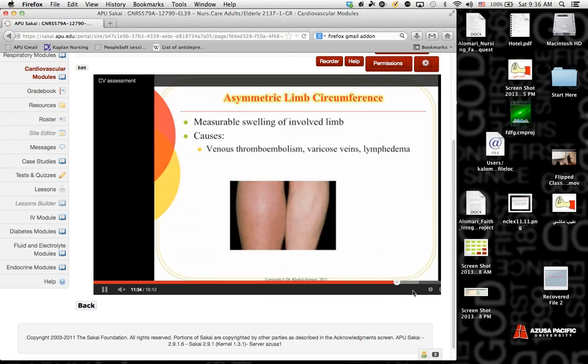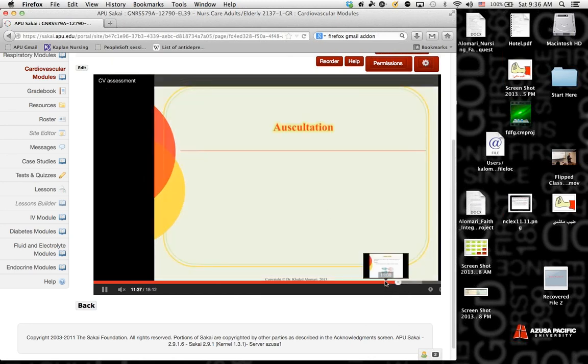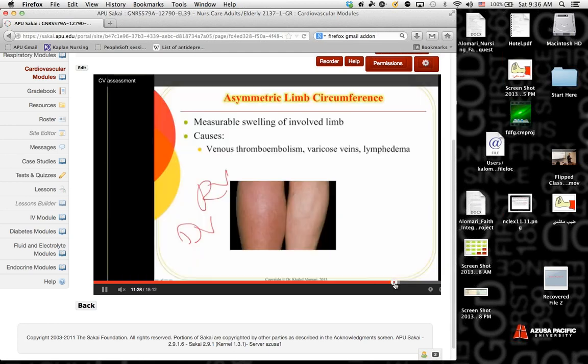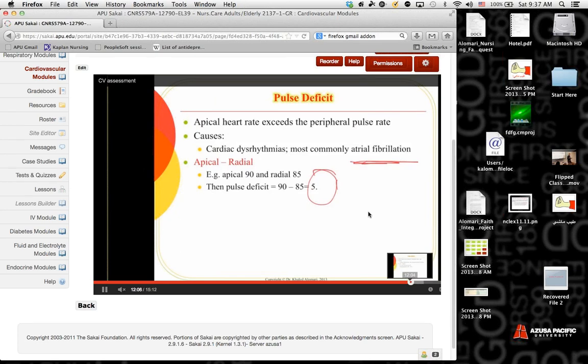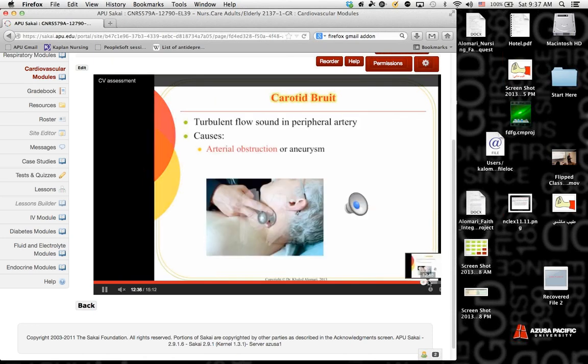And capillary refill, and again, if there's change in the diameter because of inflammation, this is the classical symptom in DVT in the affected leg. And the easy calculation of pulse deficit, which is basically apical minus the radial or any other peripheral.